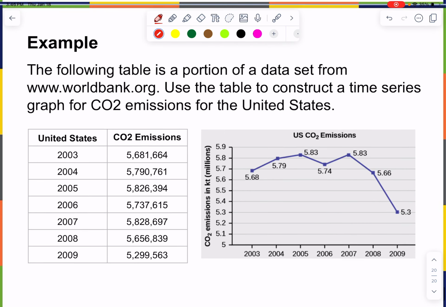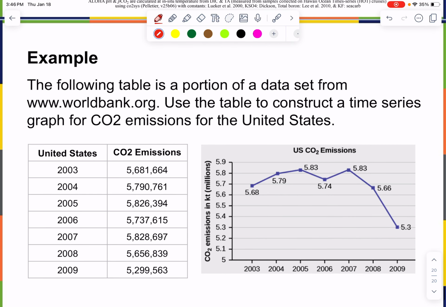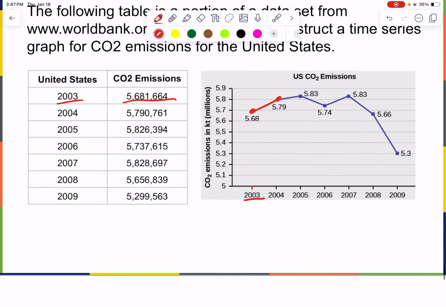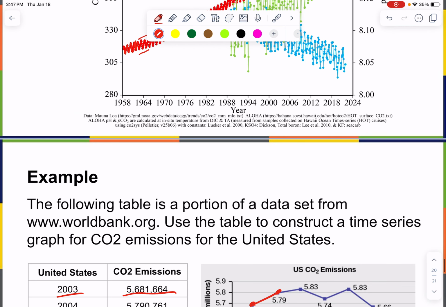Okay, one more example here of a time series plot. At each year, there's the CO2 emissions, and so they just plotted it. There's 2003, and there's the emissions for that year. And then 2004, there's the emissions, and they connected it. All right, so that's sort of an introduction to a bunch of different plots.